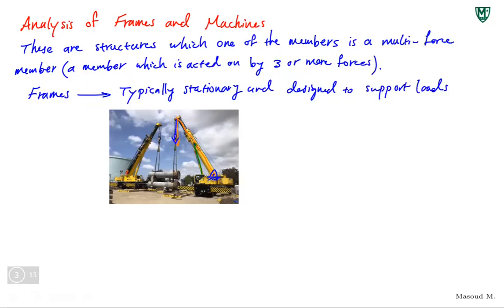Now, you might ask me, this could also be a machine because it's kind of transmitting the force. You're correct. If it's just standing still, you can look at it as a frame. If it's actually moving, you can look at it as a machine. So as I said, it's not really that easy to distinguish in so many cases, and we don't even care that much about the exact difference.